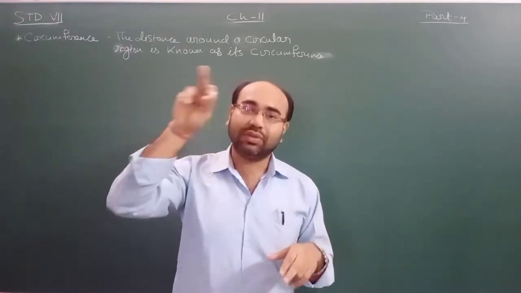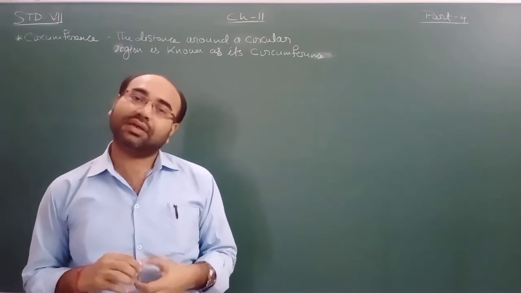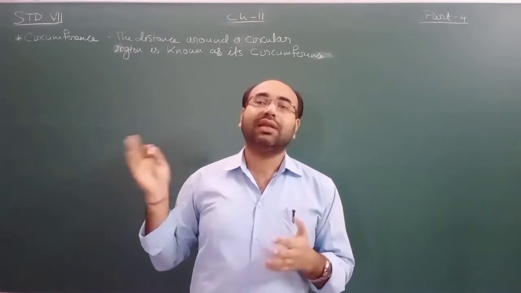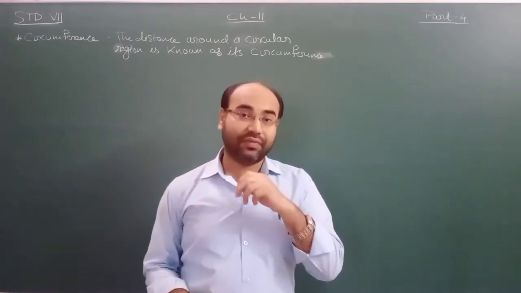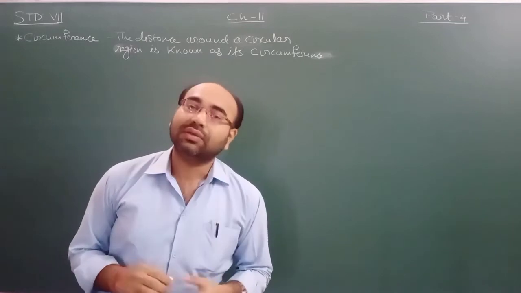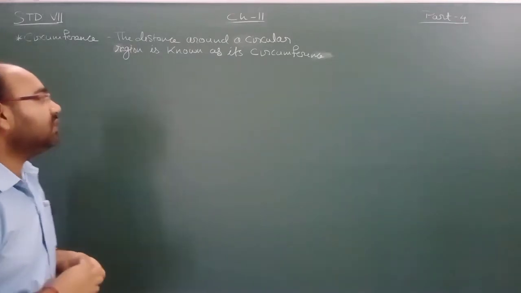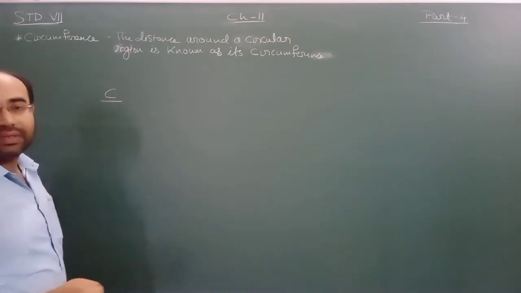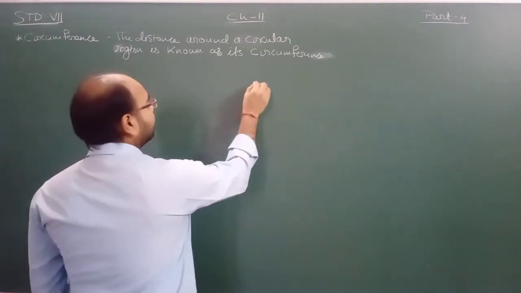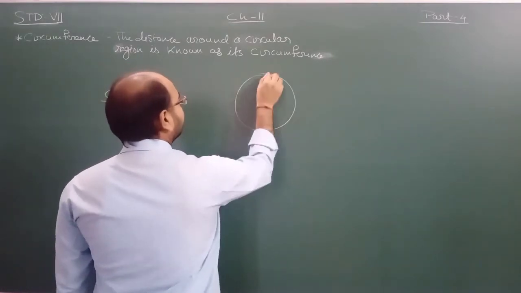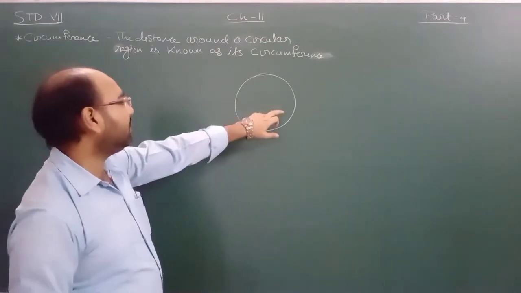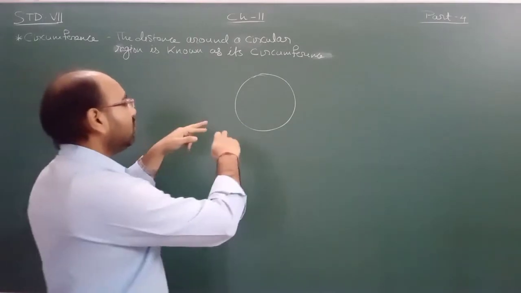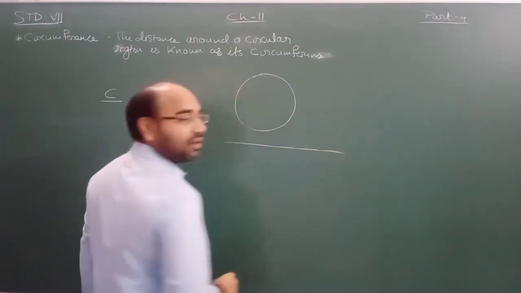The boundary of the circle will be called the circumference. That is what I told you: what we call perimeter, for a circle the word used is circumference. Now how to find the formula for circumference? It is said that take the circumference of any circle. For example, I am making one circle. Okay, this is the circle. The circumference means this. If we open it, it will become a straight line.